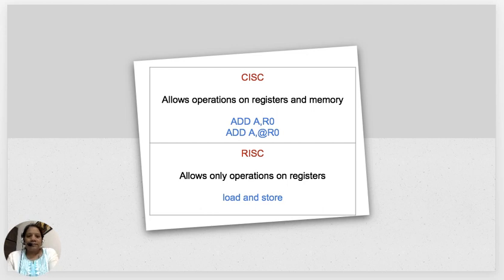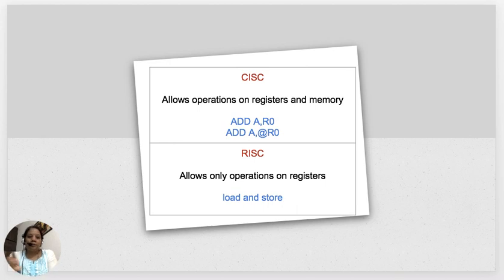In the next difference, a CISC processor allows instructions to be executed both from registers and from memory. Let me give you a clear example. For example, ADD A, R0, which means for addition you need 2 variables. One variable is available in the accumulator, the other variable is available in register R0. Whereas it also allows a second type of instruction, which is ADD A, @R0, which means it is adding 2 variables. One variable is available in the accumulator, the second variable's address is available in R0.